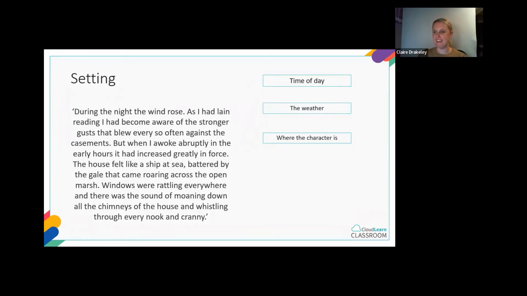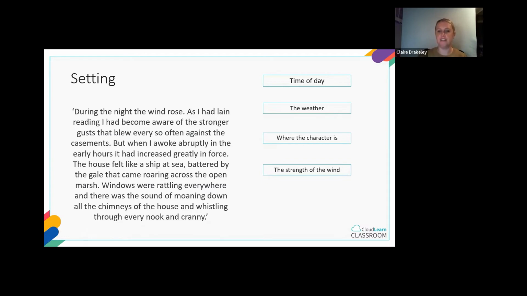In bed, Tabitha. Yes, he is. Absolutely. Definitely in bed. Yeah. As I had lain reading. So yeah, and he awoke in the early hours. So we're pretty much told that he's in bed without saying, I am in bed and there's a big storm. Yeah, well done. The strength of the wind. So we know there's a storm. We know that there's a wind, but how strong is this wind?